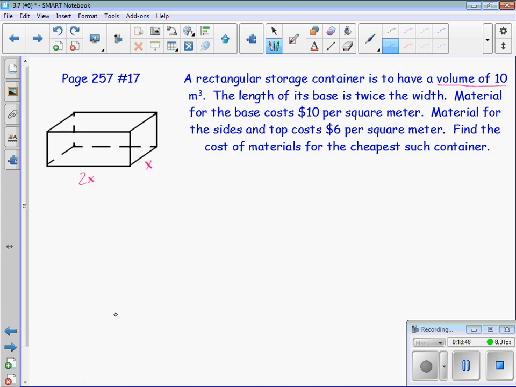That eliminates one of your variables right away. Do you guys see that? And then this here, we can still call that y. Usually people stick with the x's and y's, but you can call it whatever variable you want. Okay, so length of its base is twice the width. We've used that, so we're good there. Material for the base costs this much, material for the sides and top costs this much. Find the cost. So our cost is our primary equation. So let's start with our secondary.